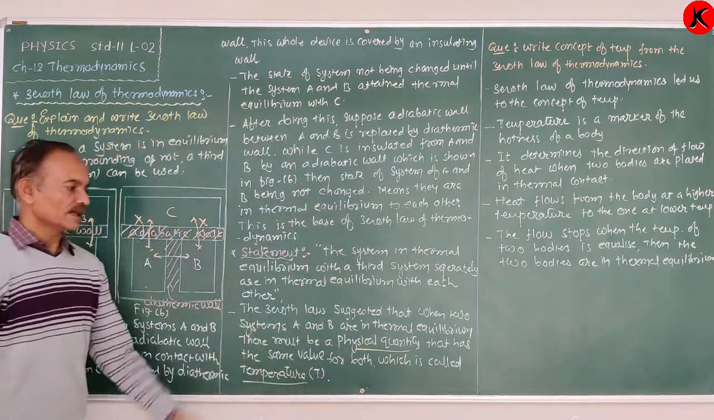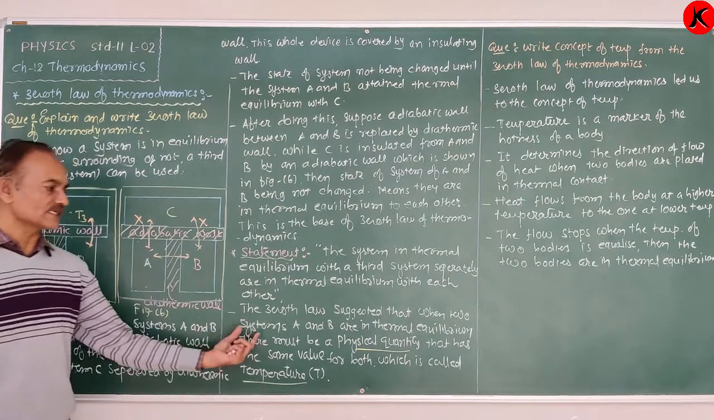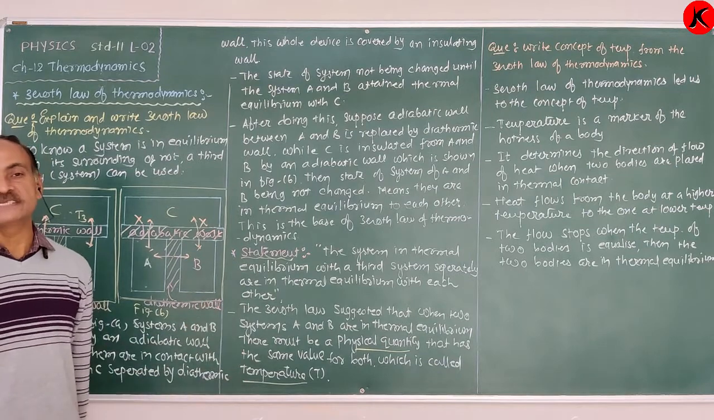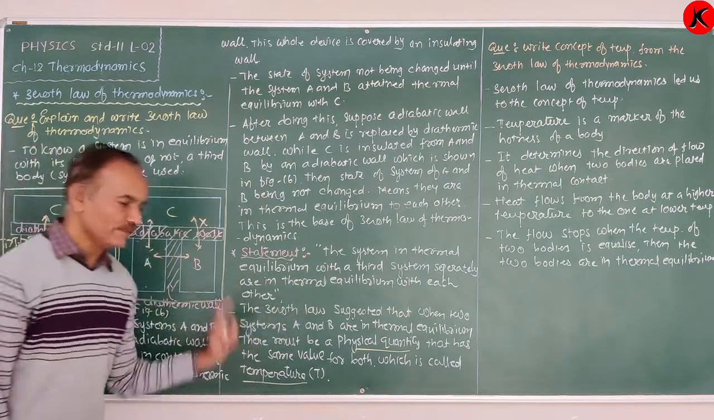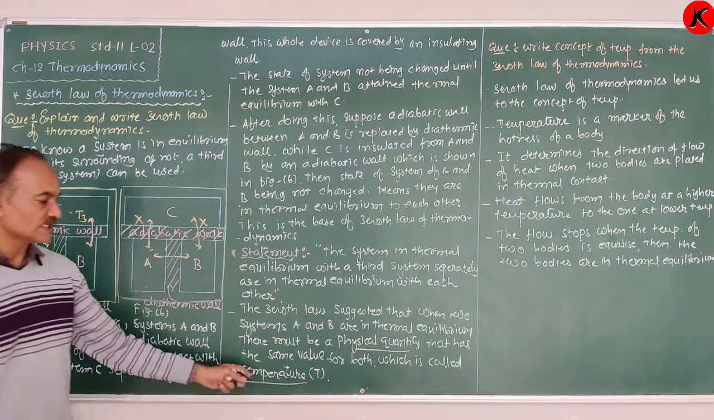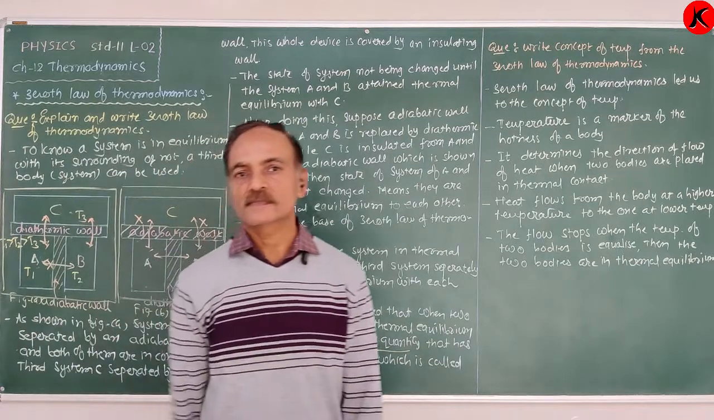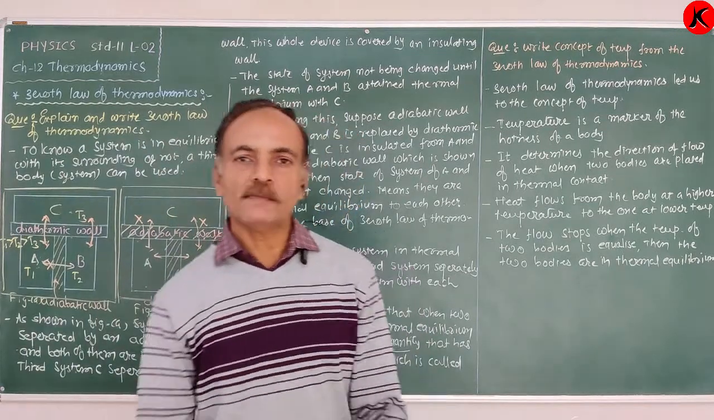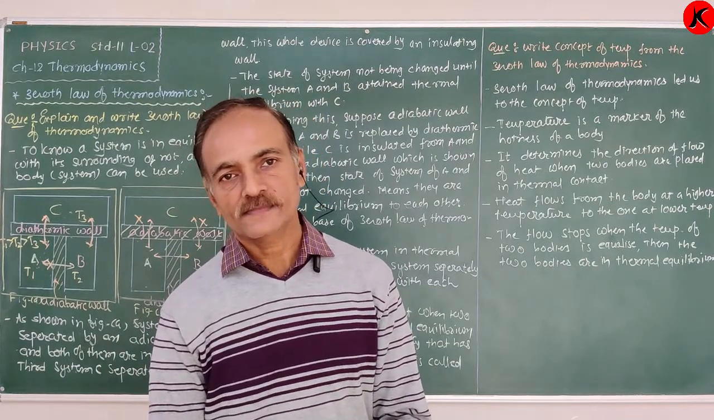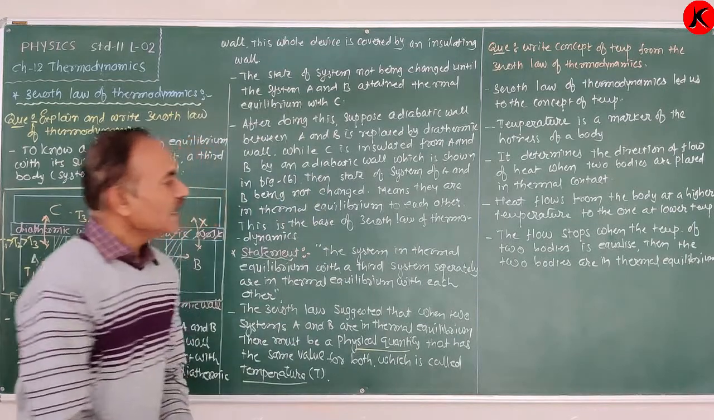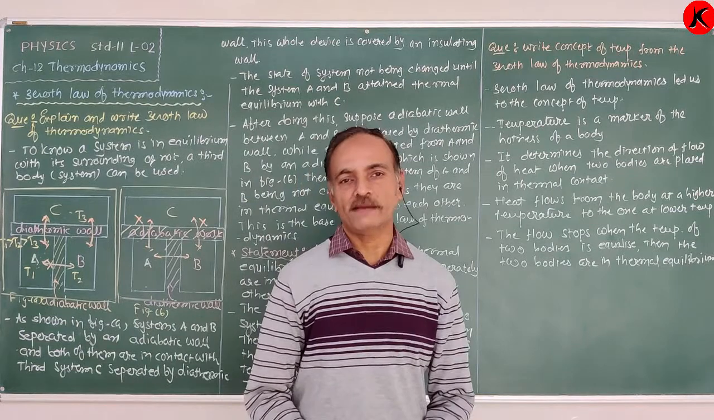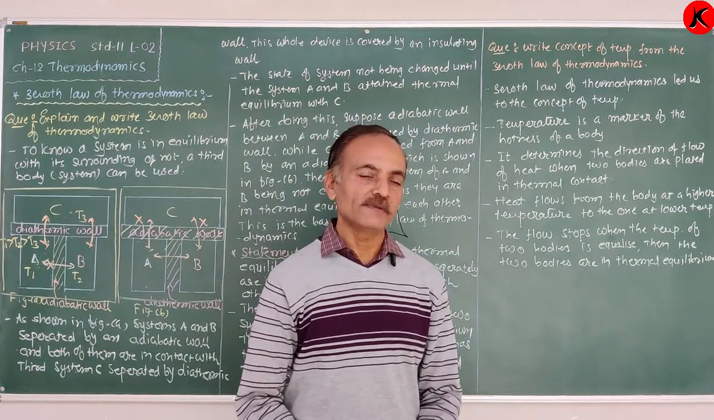The Zeroth law of thermodynamics suggests that when two systems A and B are in thermal equilibrium, there must be a physical quantity that has the same value for both systems, and this physical quantity is known as temperature. Therefore, if two systems are in thermal equilibrium, the temperature of these two systems is the same. Now, the concept of temperature from the Zeroth law: what is the concept of temperature?